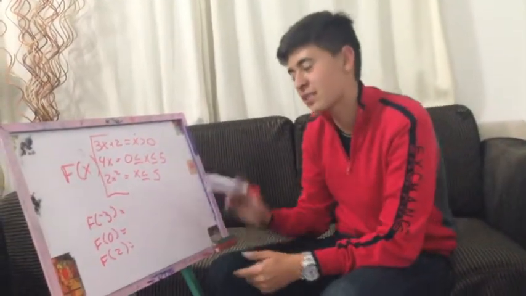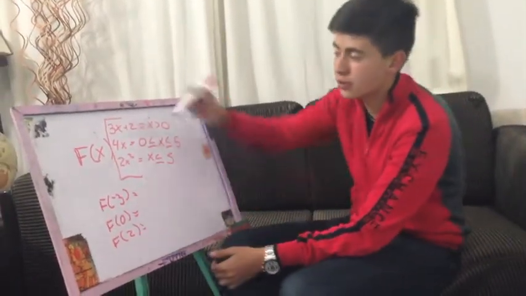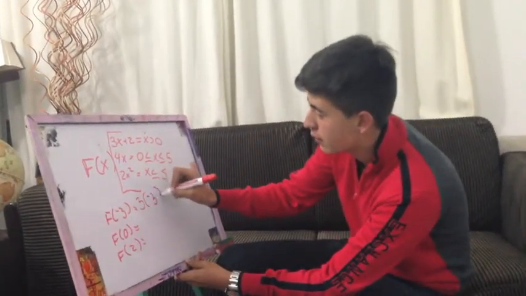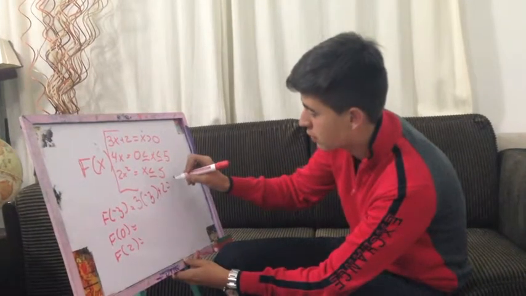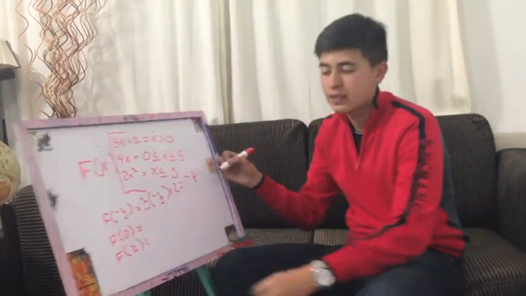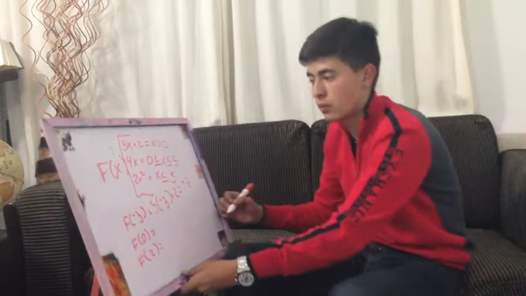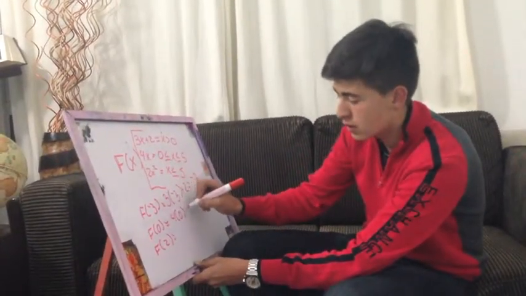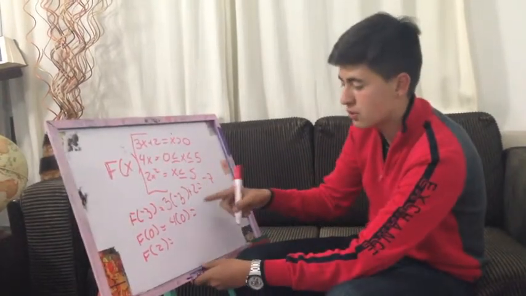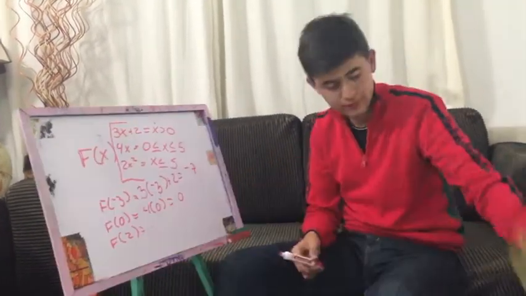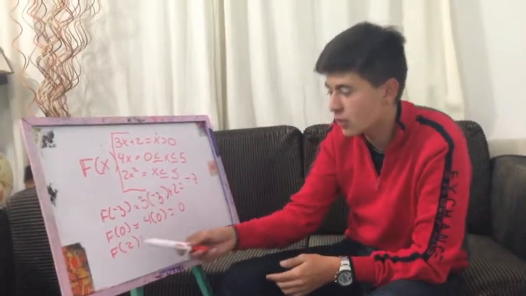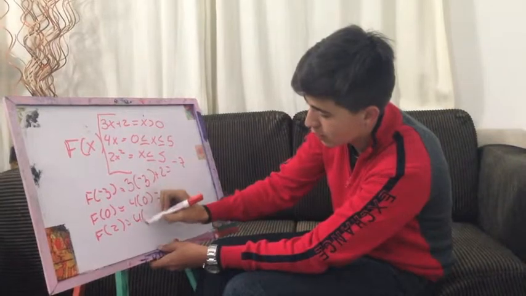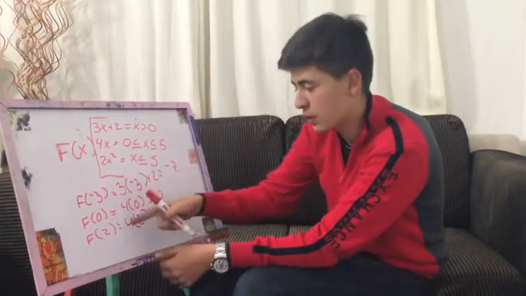Let's do some examples. If we have negative 3, we are going to use the first equation. We have 3 times negative 3 plus 2, which is equal to negative 7. In the second example, we have 0, so we use the second equation: 4 times 0 is equal to 0. In the last one, we have 2, so we again use the second equation: 4 times 2.